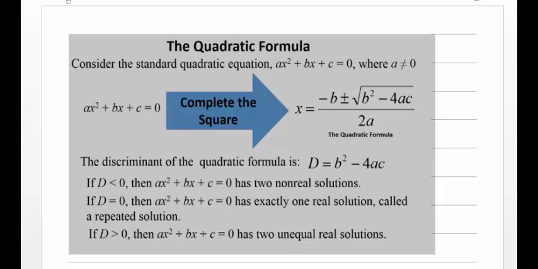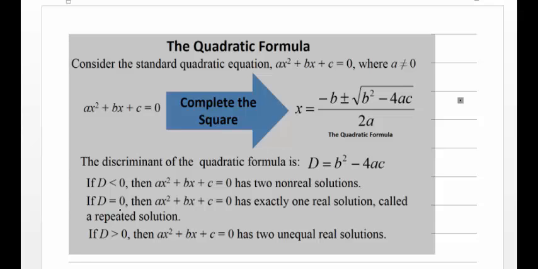Let's remember what we discussed about the discriminant. First of all, the discriminant is D. We use capital D to refer to it, and it equals b squared minus 4ac. If the discriminant is less than 0, then the equation has two non-real solutions.